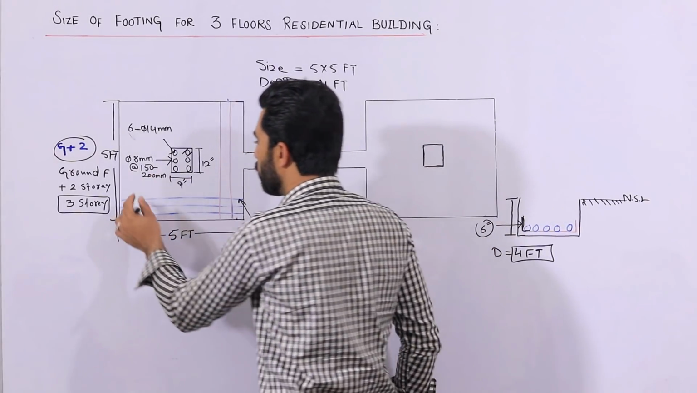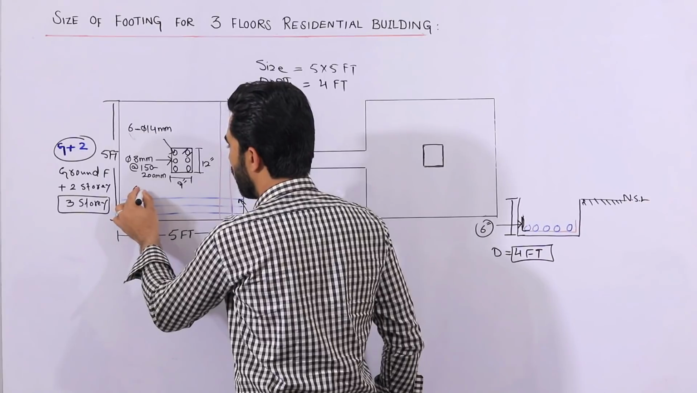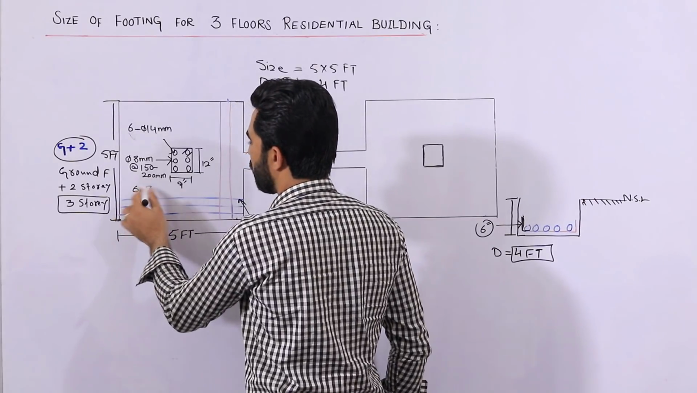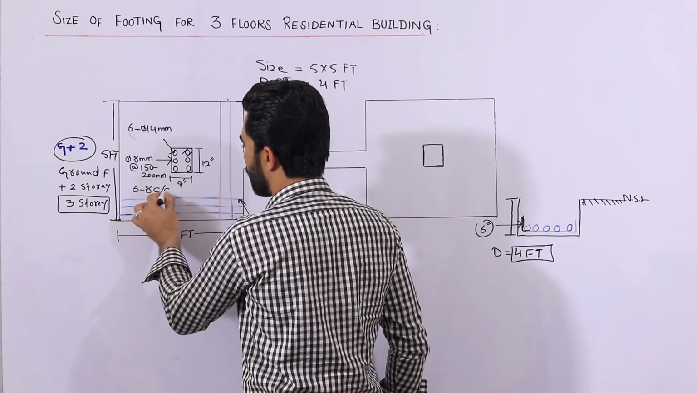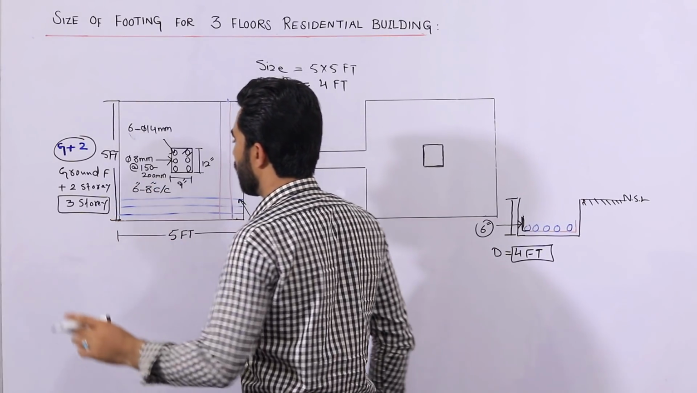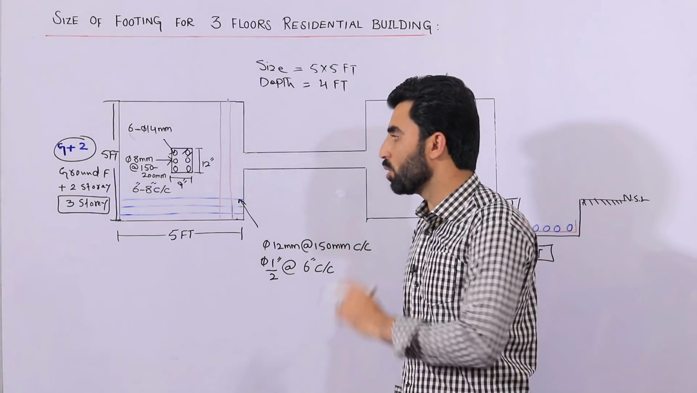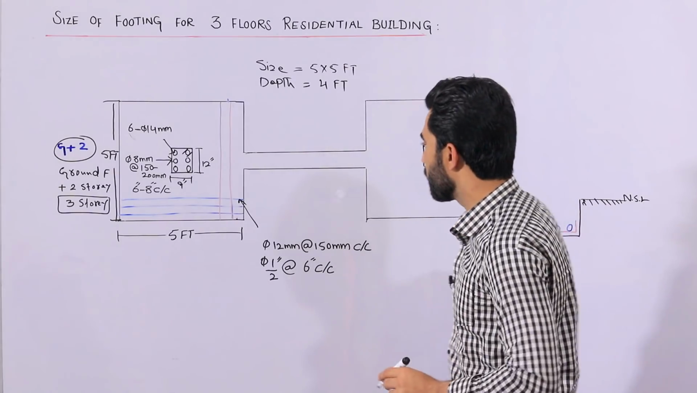It means you can keep the spacing from 6 to 8 inches. So at the bottom and top you can keep the spacing up to 6 inches, at the middle you can keep up to 8 inches. So this is the spacing.